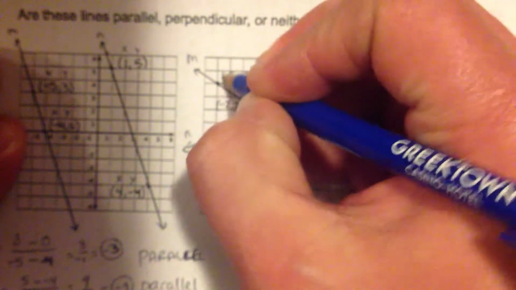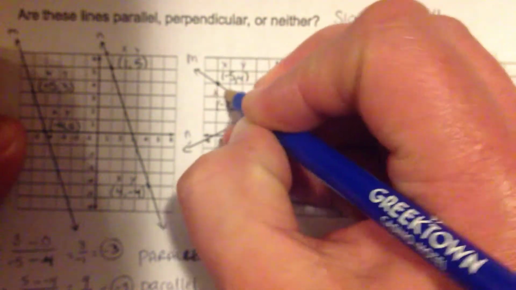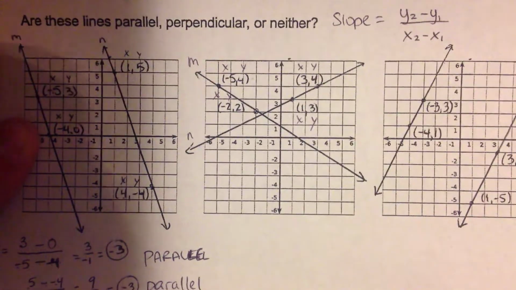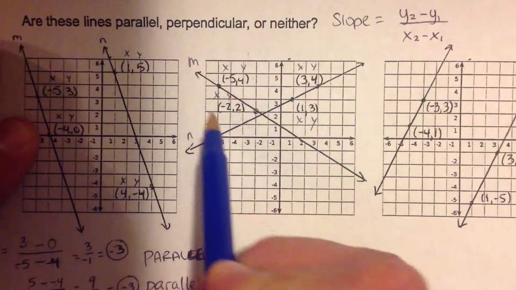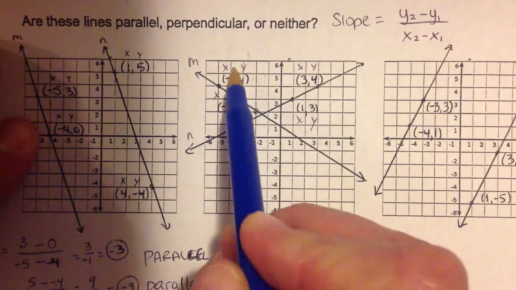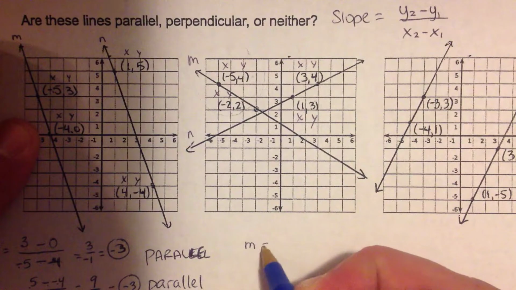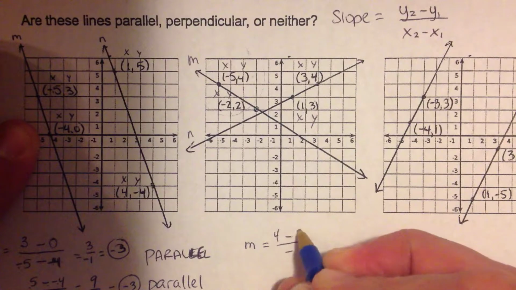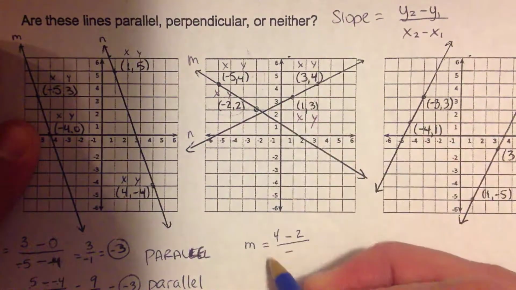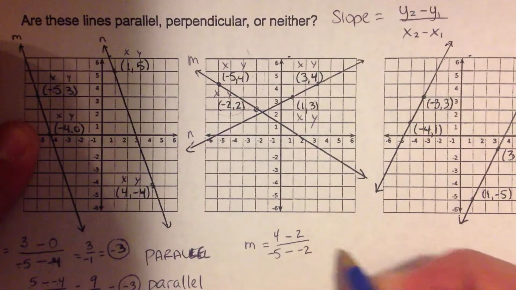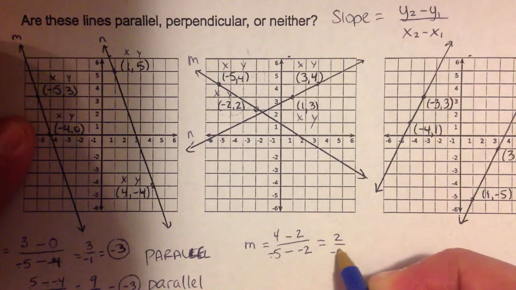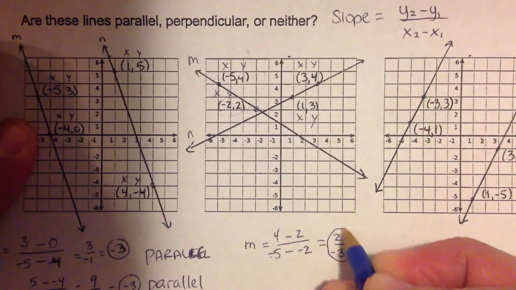Alright, let's call this line M and line N. So here's my x's and y's. If I look for line M, I'm going to subtract my y's on the top and my x's on the bottom. So again, my y's go on the top, 4 minus 2, and the x's on the bottom, -5 minus -2. 4 minus 2 is 2, -5 minus -2 is -3, and I can't reduce that anymore.